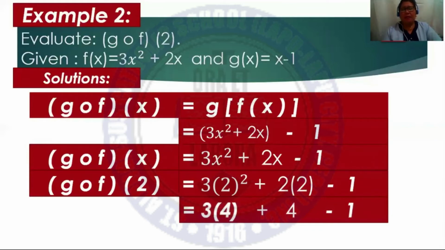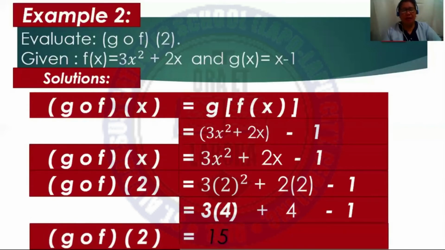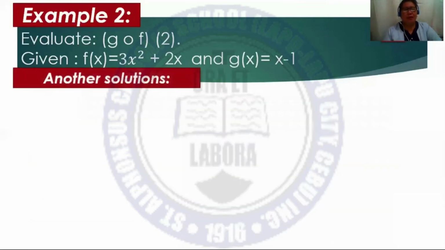So, simplify: 3 times 4 plus 4 minus 1. And g circle f of 2 is equal to 15. Let us use the second method. Let's try to find out if the answer is also 15. Let us have the other solutions.